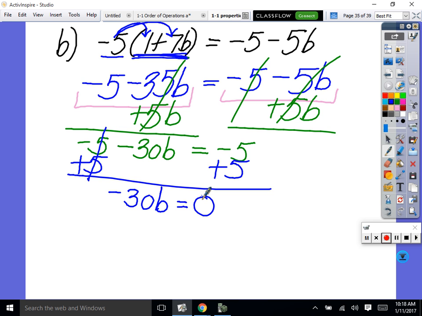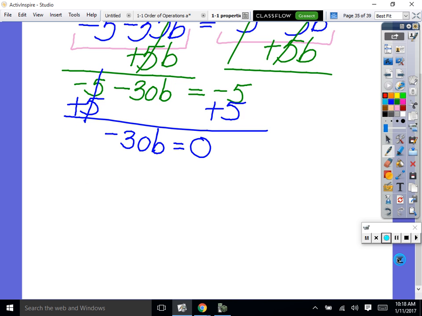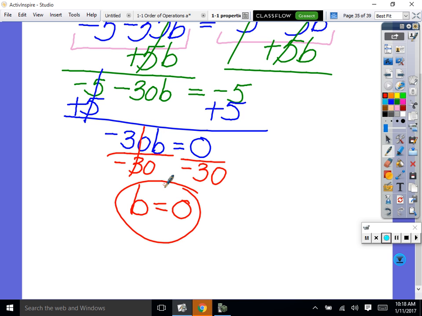Then we're trying to get b alone. This is negative 30 times b. What undoes multiplication? Division. Good, so we'll divide both sides by negative 30. So we have b is equal to, because that became a 1, 0 divided by negative 30 is 0. So not too shabby. Okay, a couple more examples.